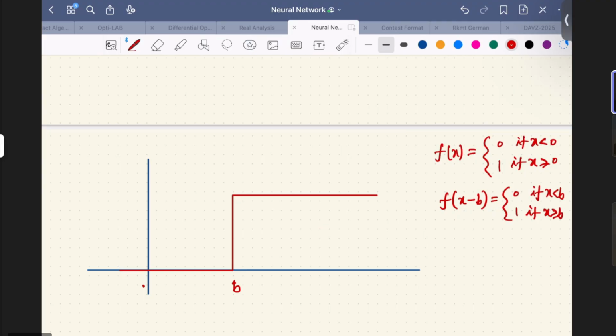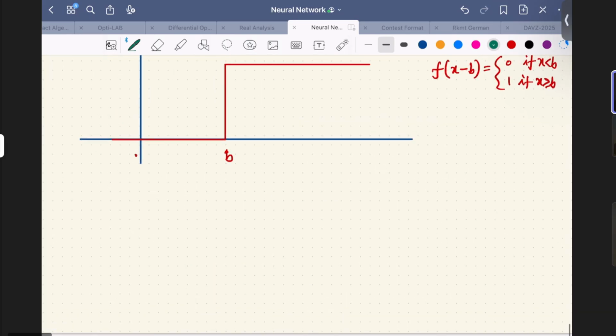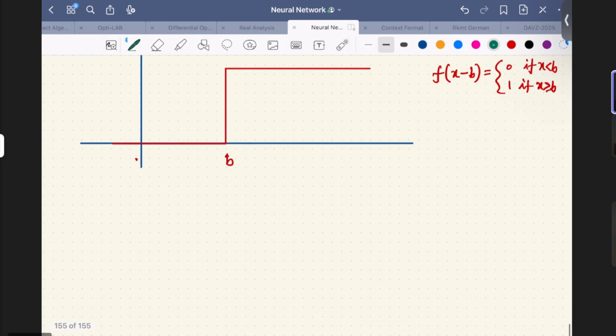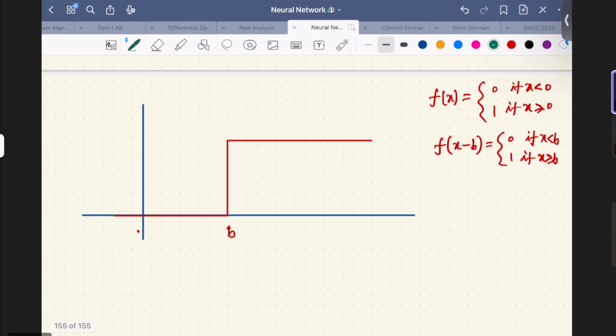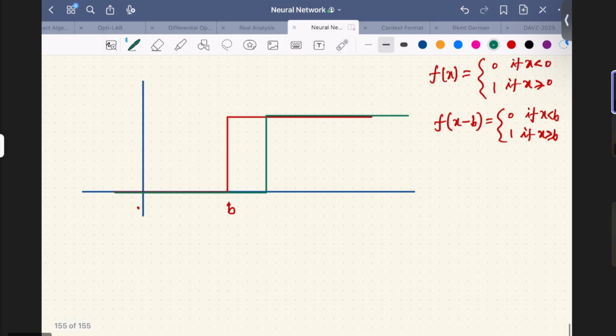You know it very well. Now if you have two such step functions, let me draw another step function on the same graph. I don't take another graph. Let me take another step function of this kind, this one on top of it. Let me take that one as f1, and let me take that one as f2.